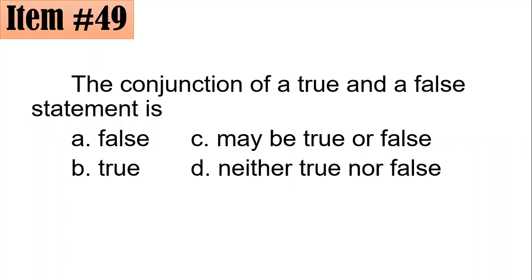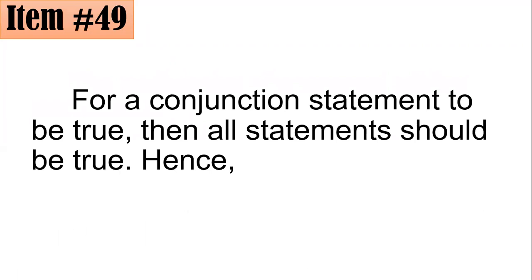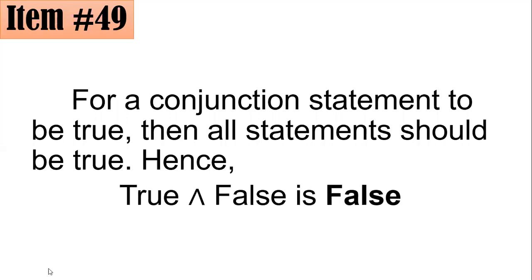This is the conjunction, a bit longer. For a conjunction statement to be true, all statements or all propositions should be true. Hence, if all are true except one, it is automatically false. That's why the symbol for conjunction is like this one. True and false joined by a conjunction and is false in general. Hence, the correct answer here is letter A.